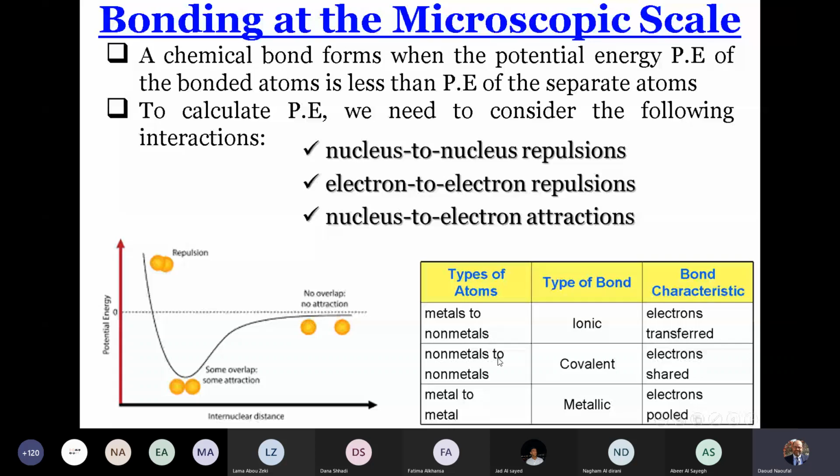And we have the third type, which is not 100% ionic, nor 100% covalent, which is the ionic covalent bond. We call it polar covalent bond or polar bond, which has percent ionic and percent covalent character. And the fourth type is the metallic bond, which is a bond between metal and metal, and the electrons are shared between them.